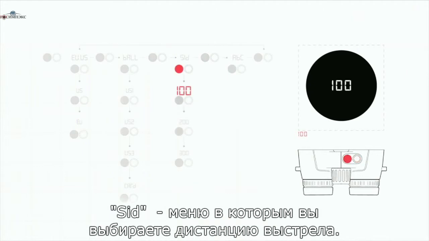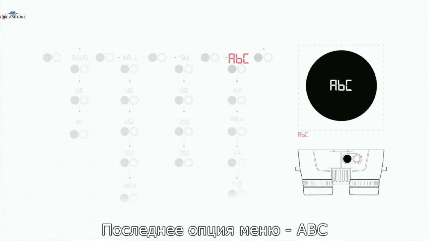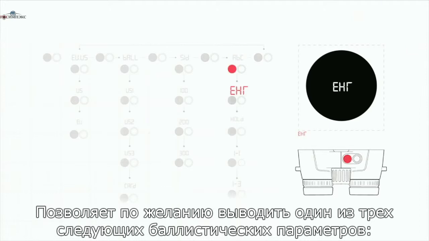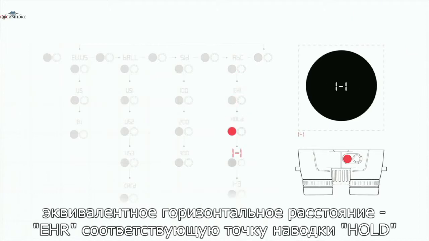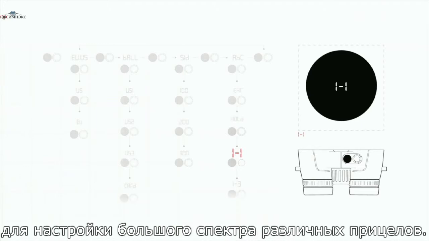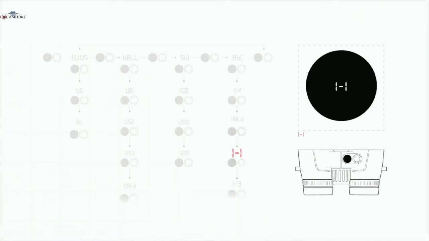The sight-in distance menu is where you specify at what distance you're zeroed. The last menu option is ABC, which stands for our Advanced Ballistic Compensation. This is where you select your output of either EHR, holdover, or ballistics turret. There are 5 different options for ballistics turret to fit the wide range of turrets on the market today.